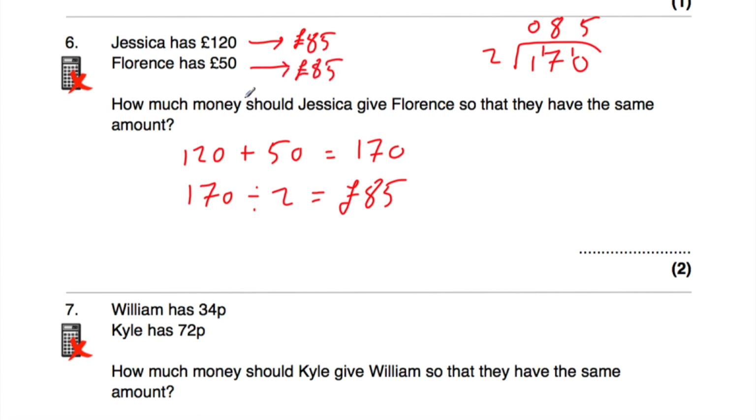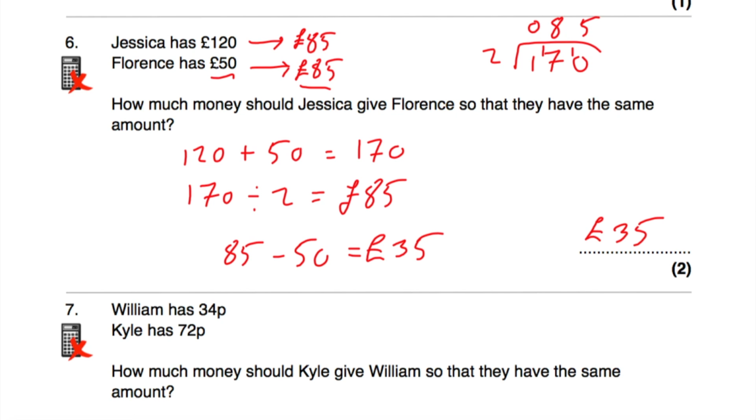Now the question says how much money should Jessica give Florence so they both have the same amount of money? Well, Florence's amount of money has gone up from £50 to £85. So her money has gone up by £35. And that money will have come from Jessica. So Jessica's given her that £35. And if you have a look, Jessica's amount of money has gone down by £35 as well. So how much money did Jessica give Florence? If we do £85 take away £50, we can see how much more money Florence got, which was £35. So that means that Jessica gave Florence £35.